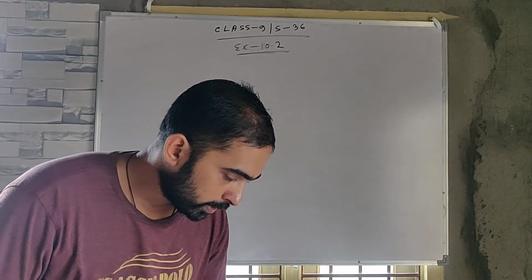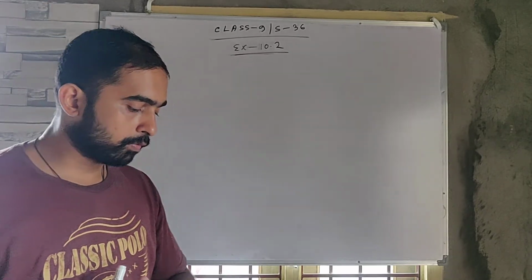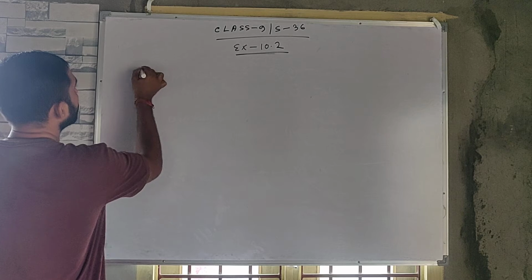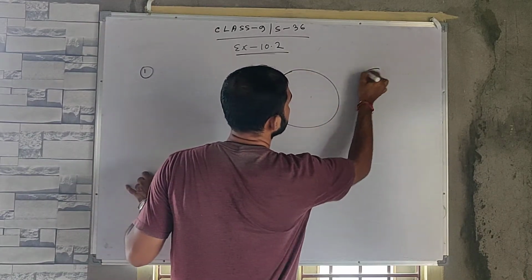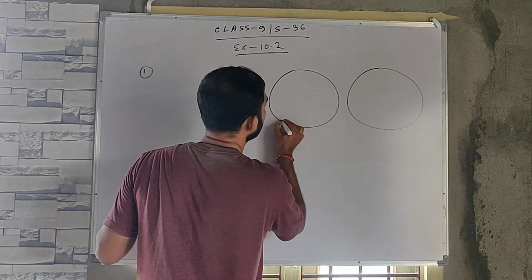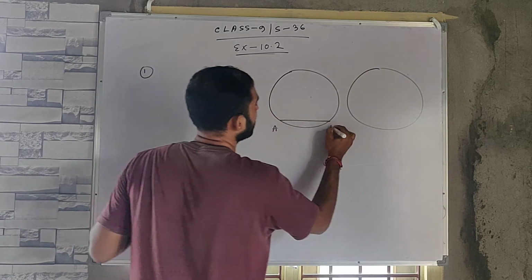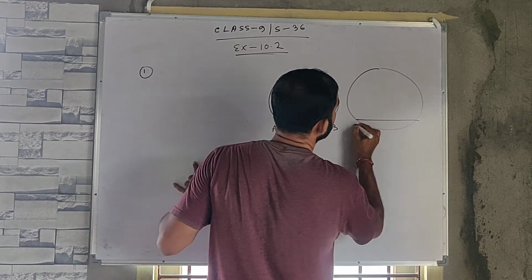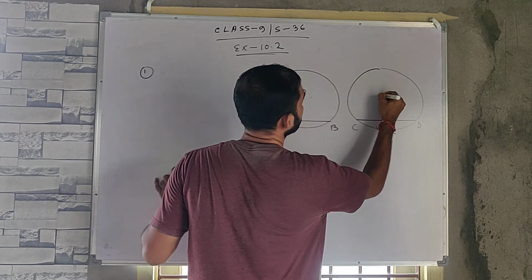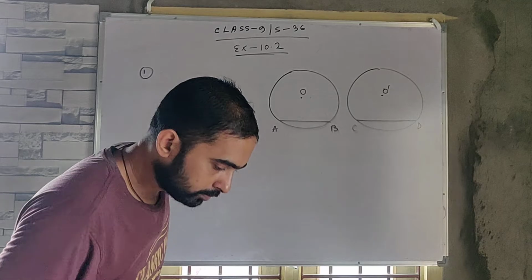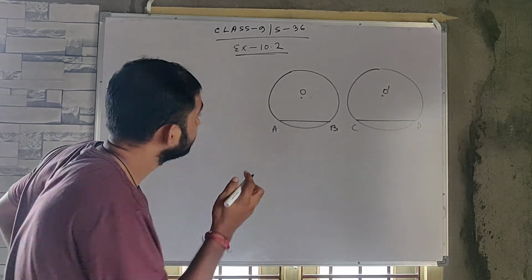So here, what is given? Prove that equal chords of congruent circles subtend equal angles at the center. Equal chords of congruent circles. So draw two congruent circles. Suppose the equal chords are AB and CD. They are two equal chords. The centers are O here and O dash here.